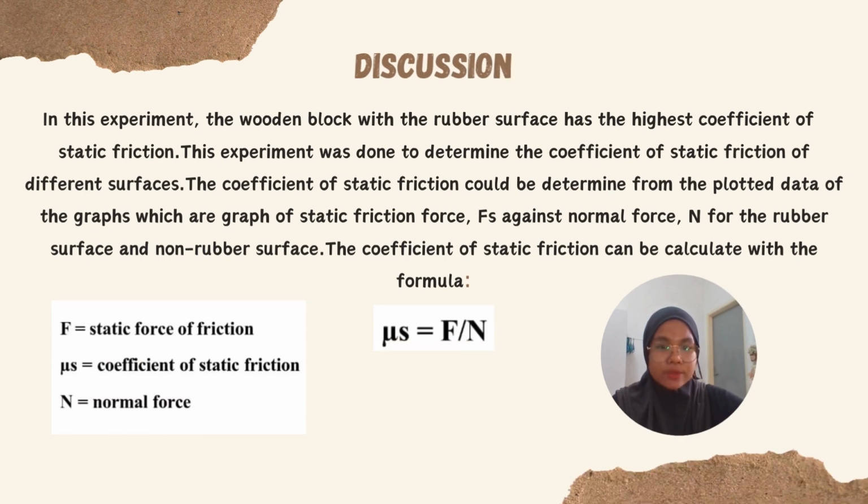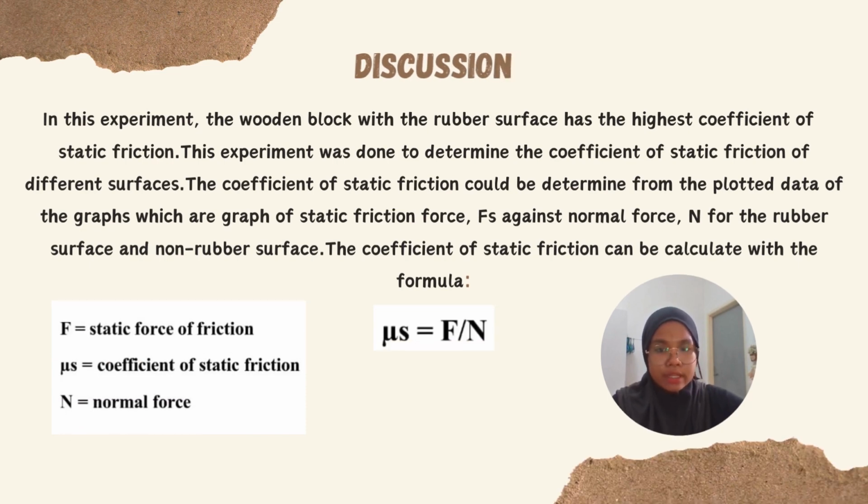Okay, so we move on to the discussion part. In this experiment, the wooden block with the rubber surface has the highest coefficient of static friction. This experiment was done to determine the coefficient of static friction of different surfaces. The coefficient of static friction could be determined from the plot data of the curve of static friction force, Fs, against normal force, N, for the rubber surface and non-rubber surface.